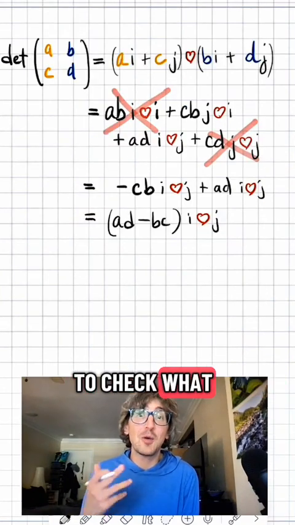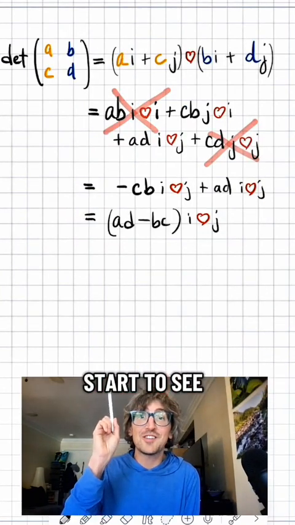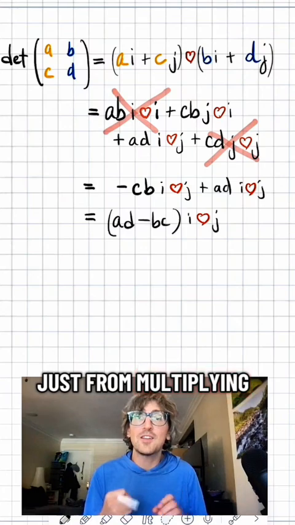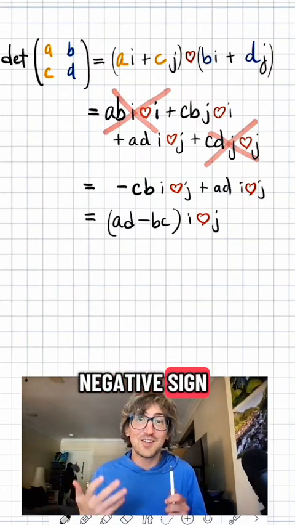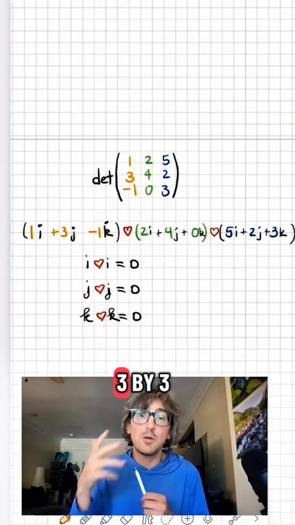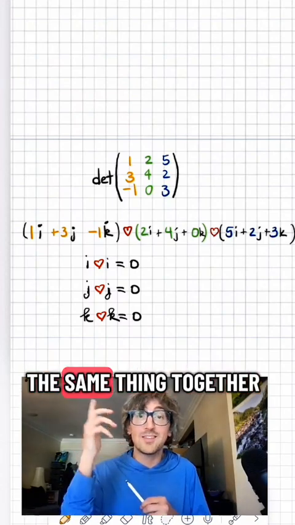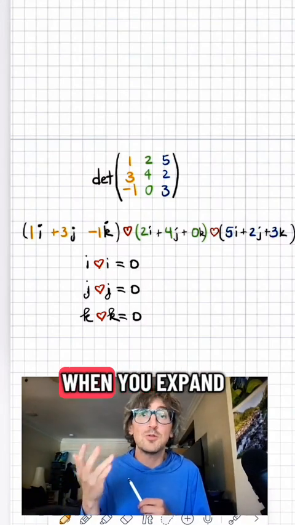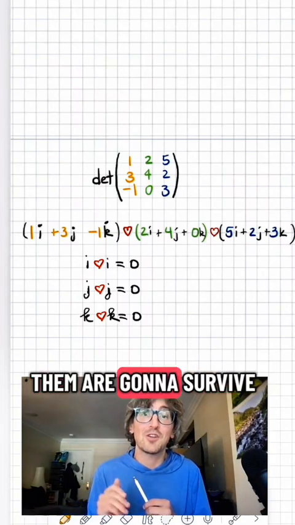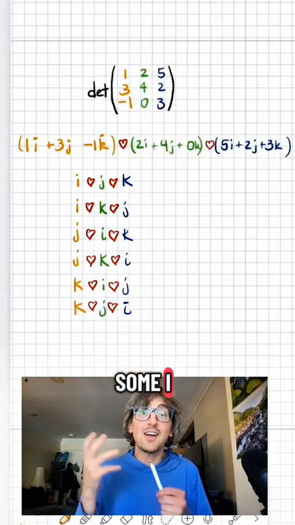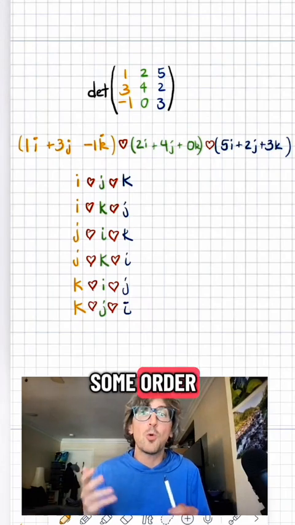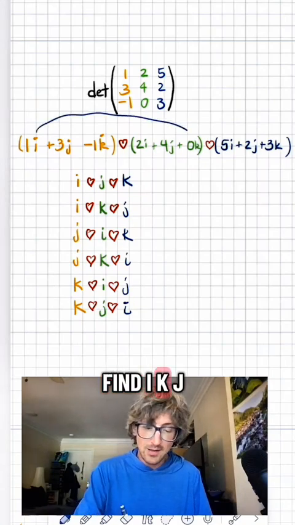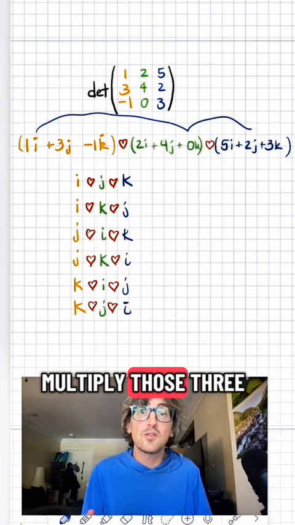Pause the video to check what happens in general, but now we start to see where the ad minus bc formula comes in, just from multiplying these things together and using that negative sign when you switch the order. The idea is the same for 3 by 3 or bigger. Anytime you heart the same thing together, you're going to get 0. And so of the 27 possible terms when you expand, only 6 of them are going to survive. They're the things where you have some i, some j, and some k in some order when you FOILed things out. For instance, if I wanted to find i, k, j, I would just multiply those 3 numbers together.